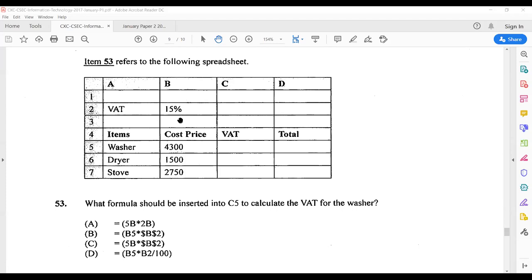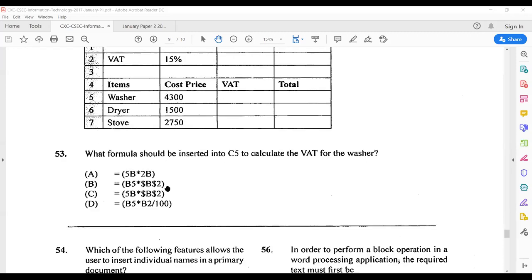What you have to note in this question is that 15% is 0.15. Remember in Excel we could do the number representation, right? And automatically convert digits to percentage. So the answer for 53 is B. B5 multiplied by $B$2. Okay, everybody clear on that? Any questions on that one? No? All right. Okay, so that's 53.